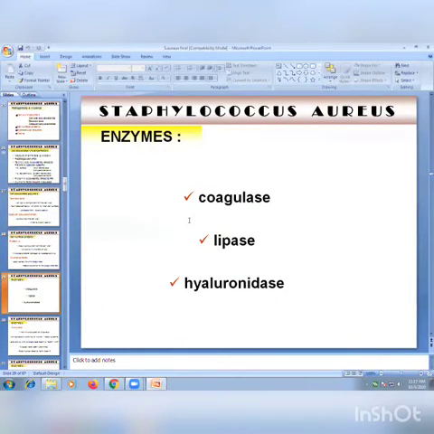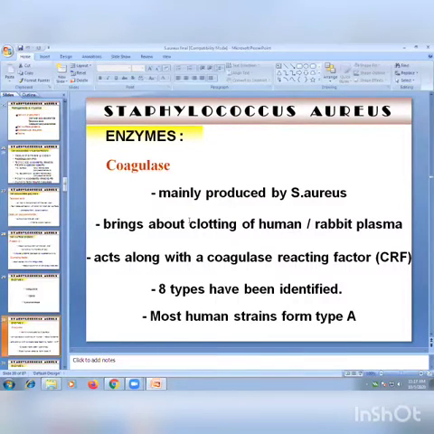This organism also produces enzymes, and they are also responsible for increasing the pathogenicity of this organism. These are coagulase, lipase, and hyaluronidase. Coagulase, mainly produced by Staphylococcus aureus, brings about clotting of human or rabbit plasma, acting along with the coagulase reacting factor, CRF. Eight types have been identified, and most human strains are type A.